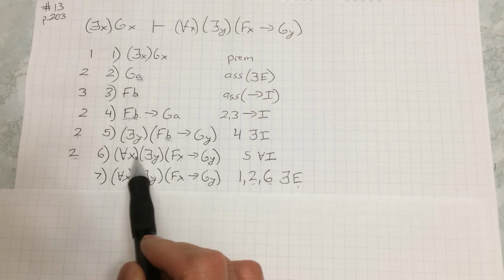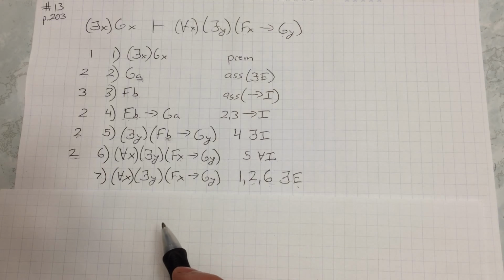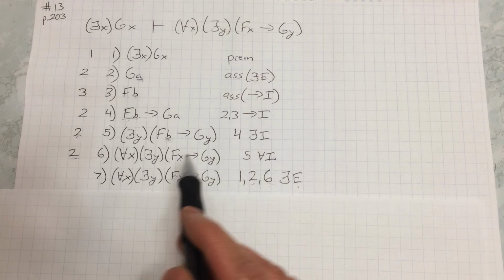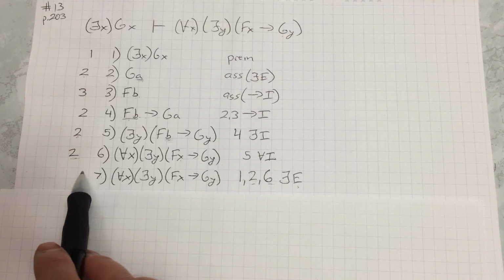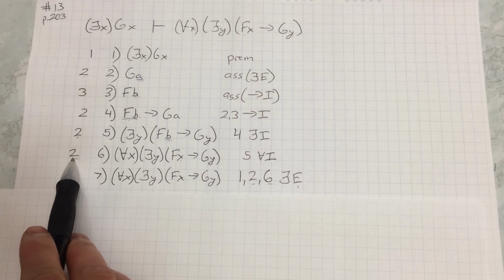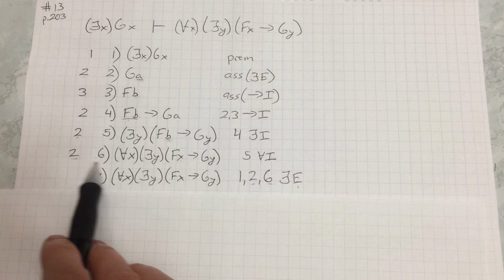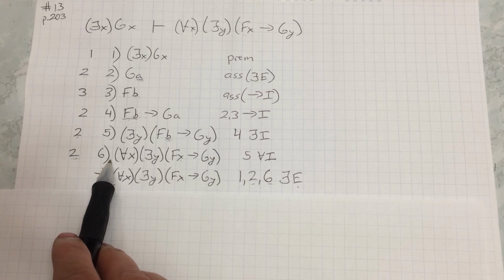So A cannot occur anywhere here. It doesn't, so we're fine. The second restriction has to do with whether or not A occurs in the dependency numbers of our target formula. So we have to make sure that A does not occur in the dependency numbers on this line.